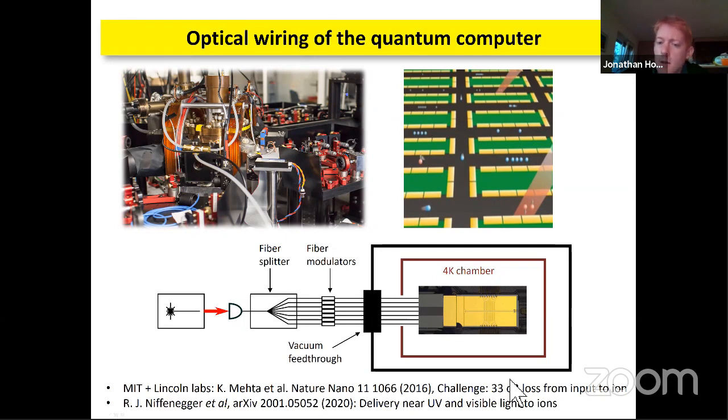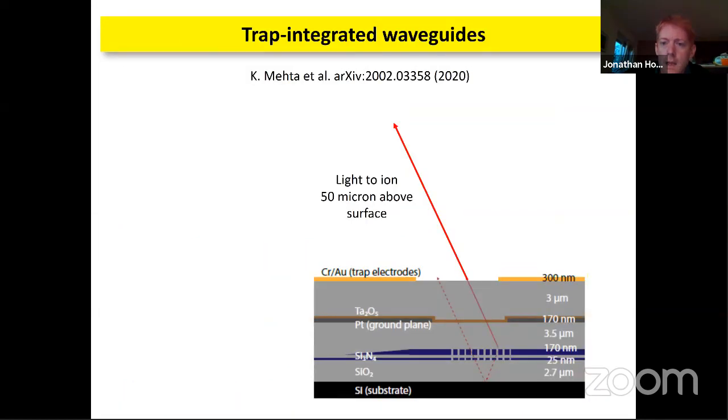So I was lucky. Karan Mehta was the PhD student who did this work at MIT, and he came as a postdoc to my group. And what we wanted to do was set out to conquer this challenge of this 33 dB loss and use the extra power then to do the multi-qubit operations, the 2-qubit gates that I showed above. So the devices we have, this is the chip stack up, if you like.